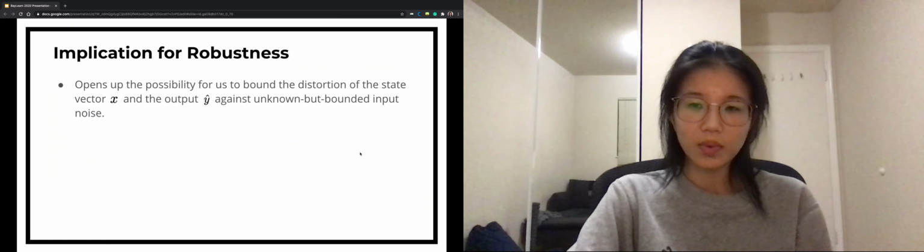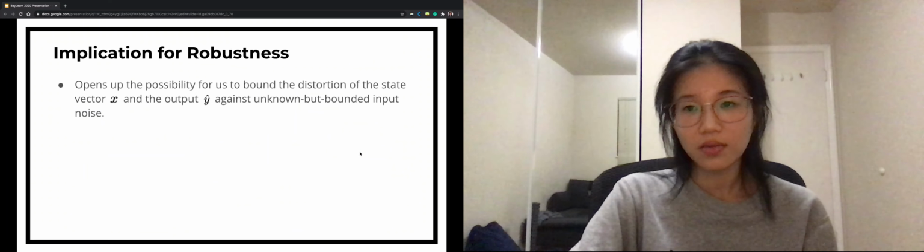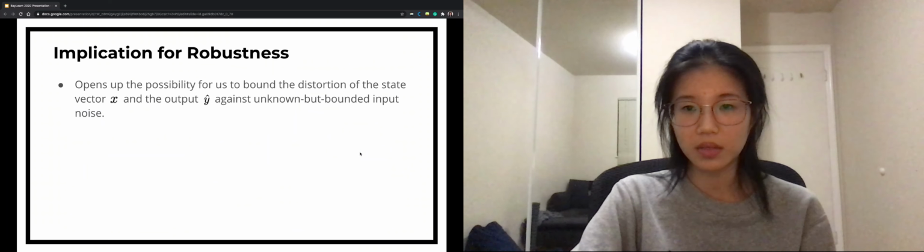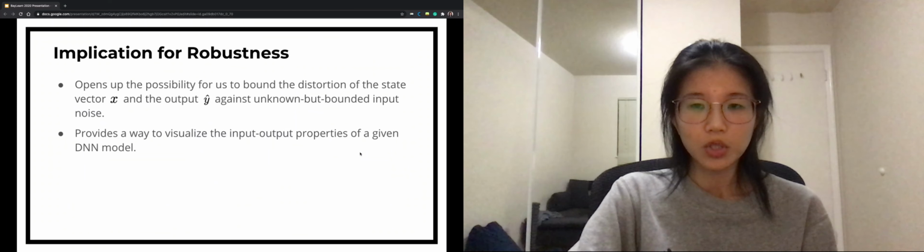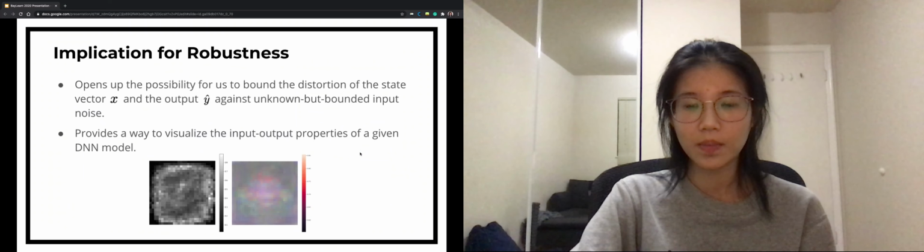The implicit model formulation opens up the possibility for us to bound the distortion of the state vector x and the output against the unknown but bounded input noise. Particularly, the sensitivity matrix provides a way to visualize the input-output properties of a given deep neural network model.